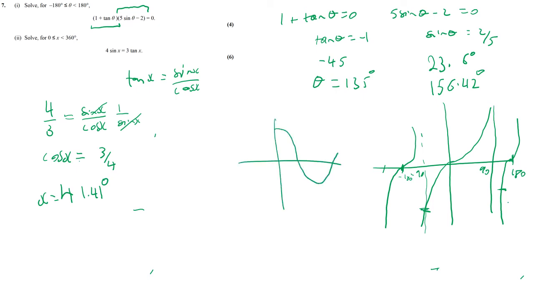And if we do the graph, that should be like that. So we have it here and we have it here. So we'll do 360 minus the 41.41. That should give us 318.59 degrees. And we can check the answer by substituting in again. And we get 0.74999.